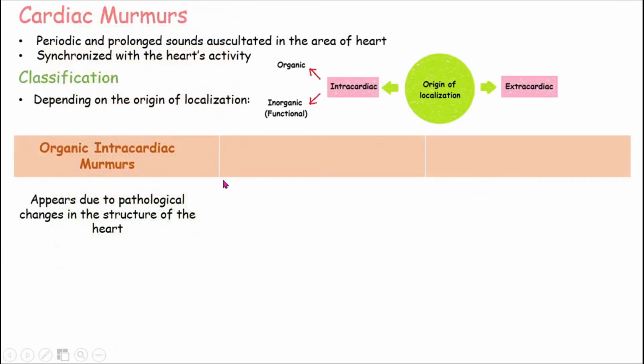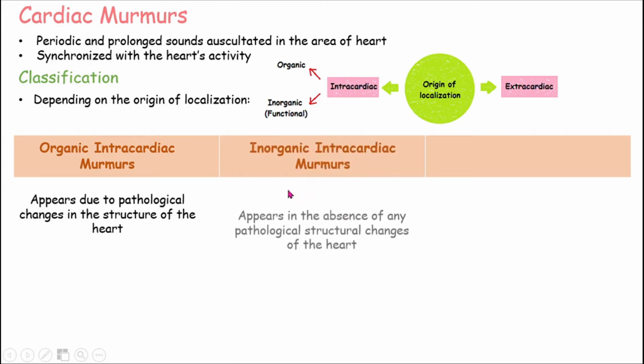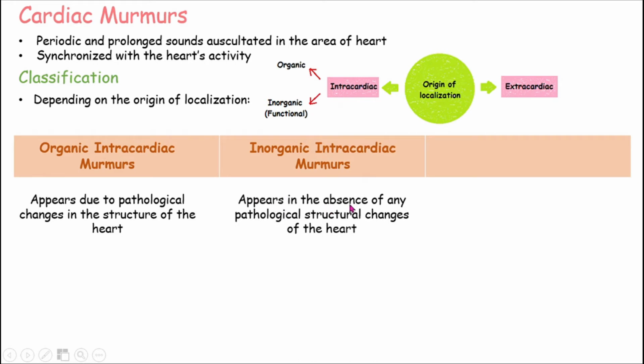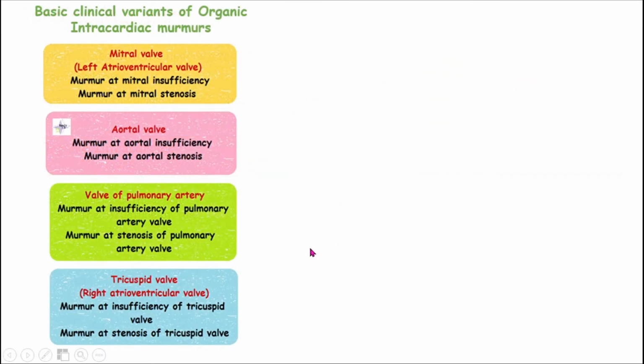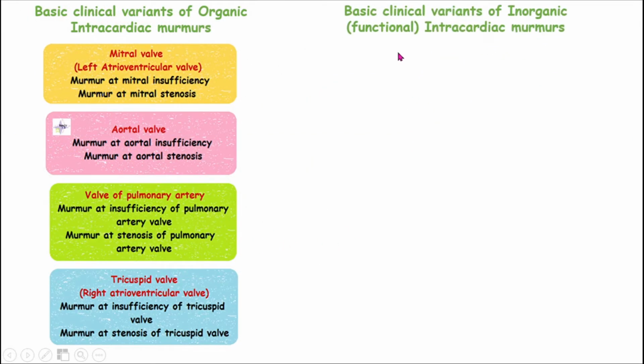Let's get back to our next type, which is inorganic or functional murmurs. By the name itself, we can see that it's some issue going on with the functional state of our heart, and it occurs in absence of any pathological changes to the structure of the heart. And let's see some of the basic clinical variants of inorganic or functional intracardiac murmurs.